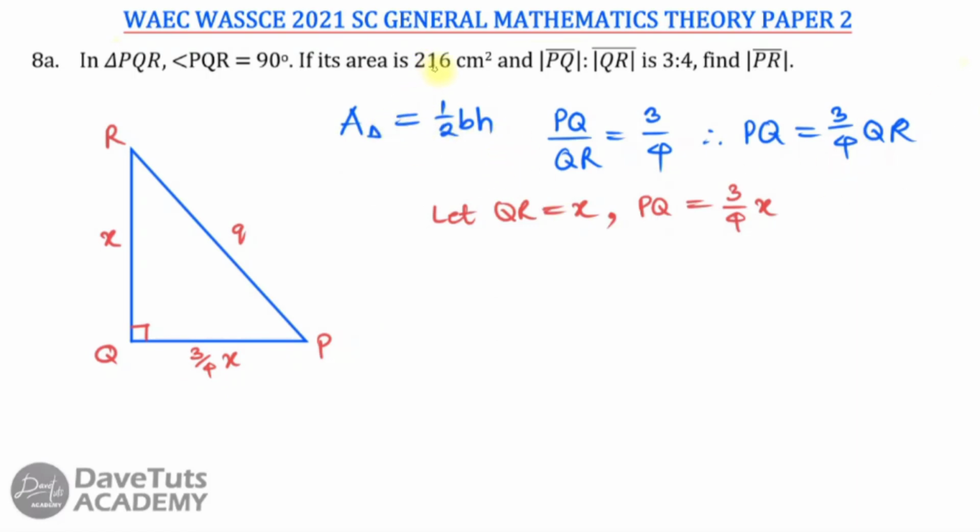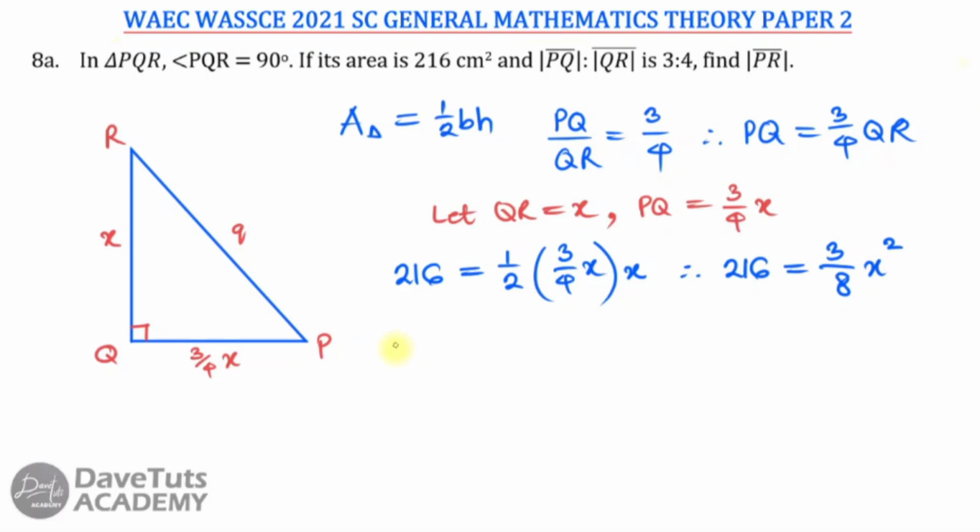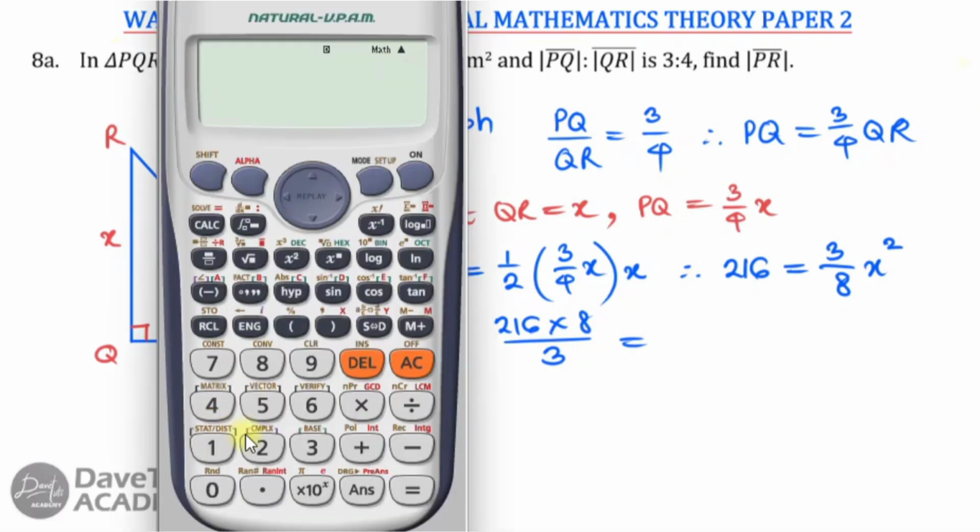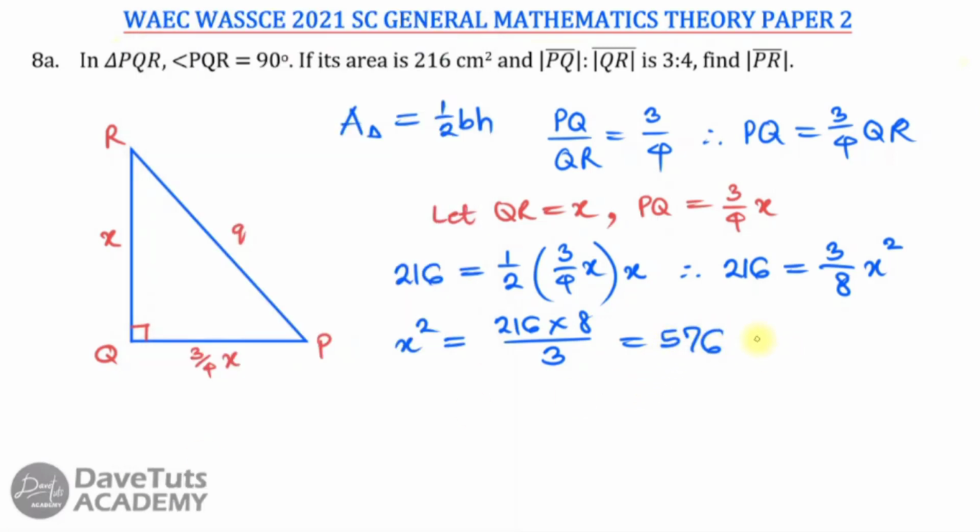But before we move on, we are given the area. So that area that we're given as 216 will now be 216 is equal to 1/2. What is my base now? The base is QP, which is 3/4 x. And what is my height? That is QR, which is x. With this, from the right hand side, x and x will be x squared. We have 3/8. So we have 216 is equal to 3/8 x squared. So x squared will be 216 times 8 divided by 3. We can solve for this: 216 times 8 divided by 3 is 576. What's the square root? The square root of our answer is 24. So x will be the square root of 576, and that will be 24 centimeters.